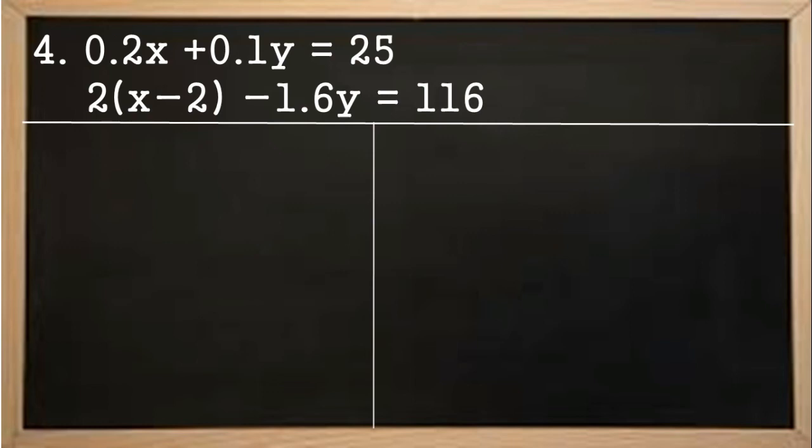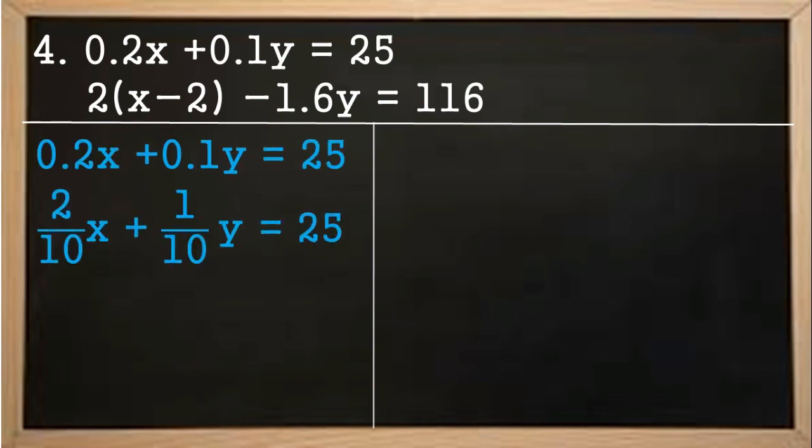0.2x plus 0.1y is equal to 25. This is the first equation. If you observe the first equation very carefully, children, it is of decimal values. So it is not so easy and comfortable to solve if the values are in decimal. So let us convert it into whole numbers. That is, 0.2x can be written as 2 by 10x and 0.1y can be written as 1 by 10y. Hence they are like decimals.